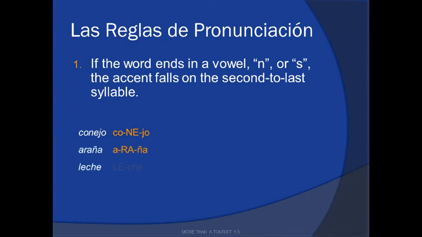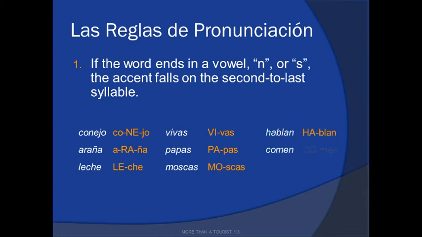Araña, leche, vivas, papas, moscas, hablan, comen, viajan.